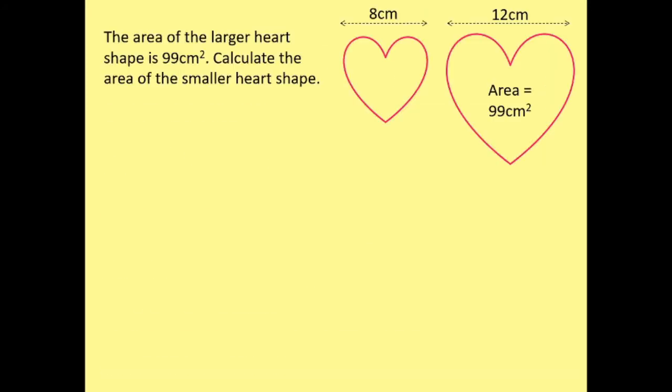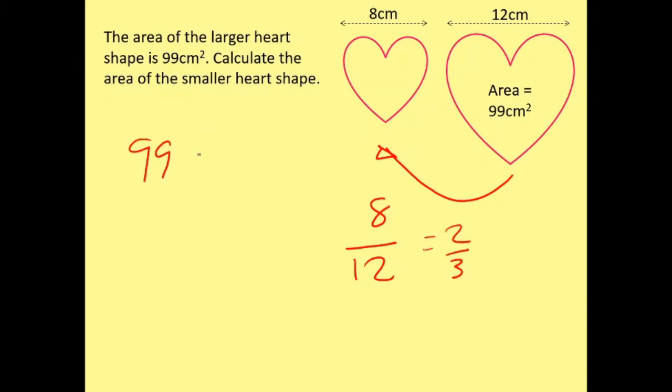Okay. There you go. This one here, we'll work out the area of the smaller one. So I'm going from big to small. So my length scale factor is going to be 8 divided by 12, which is 2/3. So to work out the area, I'm going to have to get the bigger one, which is 99, times it by 2/3. But because we're talking about area, I'm going to have to square that. So 99 times brackets 2/3 squared, which is 44. It's important to put this in brackets because it's going to be 2 squared and 3 squared.